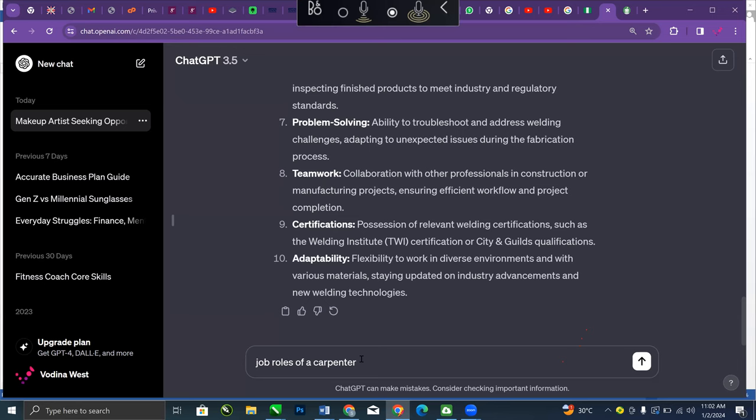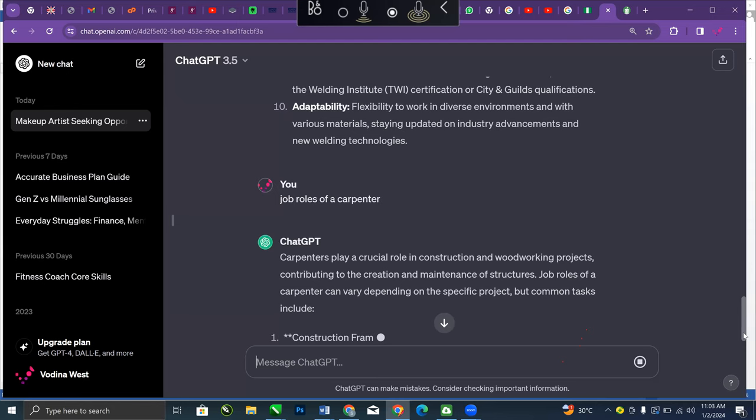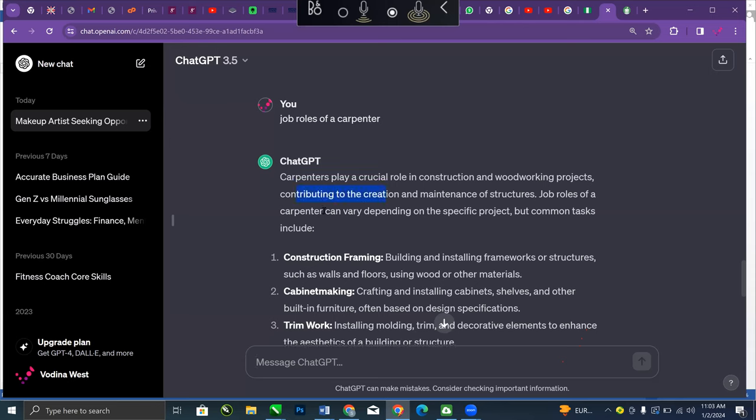Job roles of a carpenter, for example. Now you'll be wondering, how can we create job roles? In fact, you can also ask for job roles of a carpenter, adding metrics and functions so that it can also give you all those numbers. So after you have written the name, I'm a carpenter, working in CNC carpentry factory or whatever, underneath as bullet points. You now say building and installing frameworks or structures. You mustn't put such as walls and floor. You understand? Building and installing frameworks or structures using wood or other materials. Crafting and installing cabinets, shelves, and other.